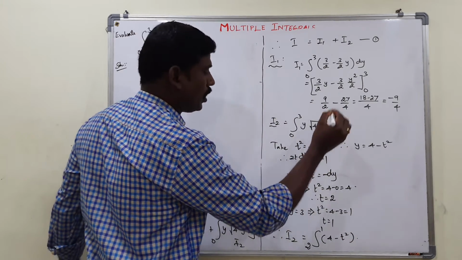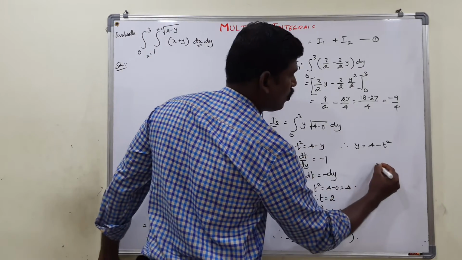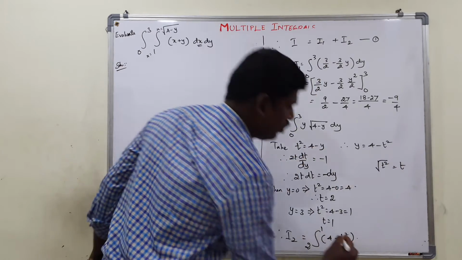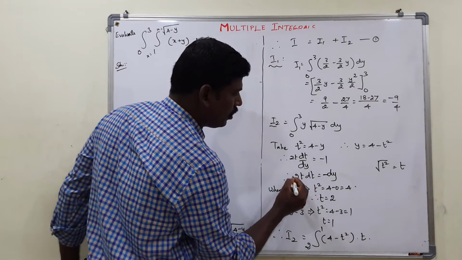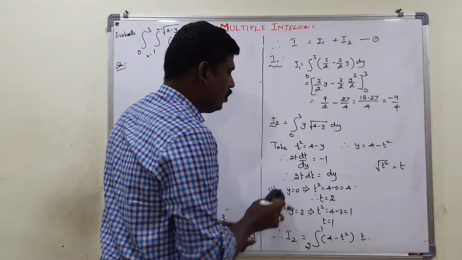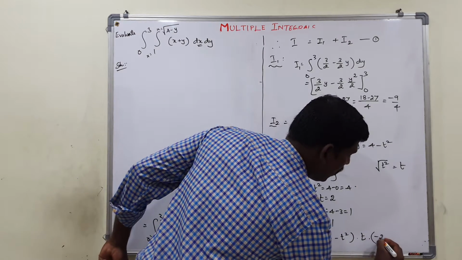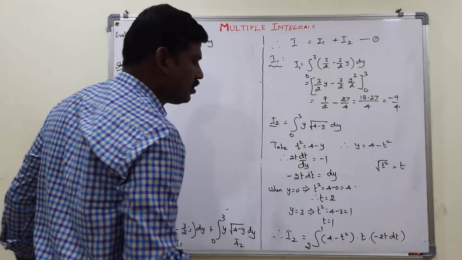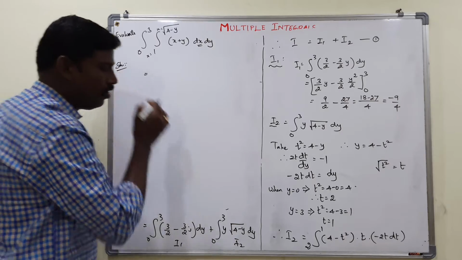Already we found out what is root of 4 minus y. I am taking t square as this one. So root of t square, that is equal to t. Okay. So into t. Into, what is dy? Minus dy is equal to 2t dt, isn't it? So take this minus into left hand side, minus 2t dt. So the entire integral becomes a function of t alone. Simplify this, you can get the value of that integral.